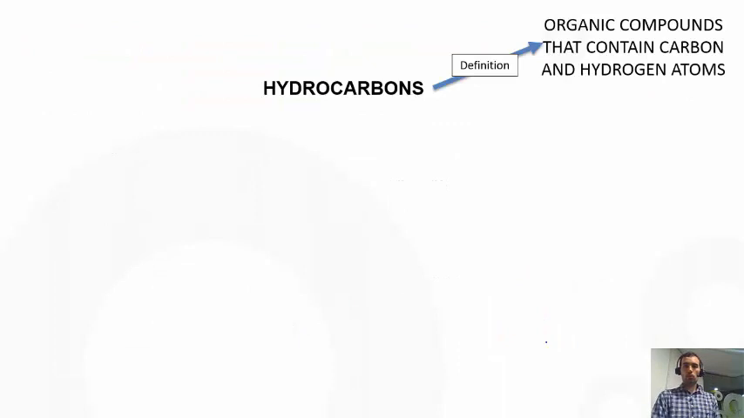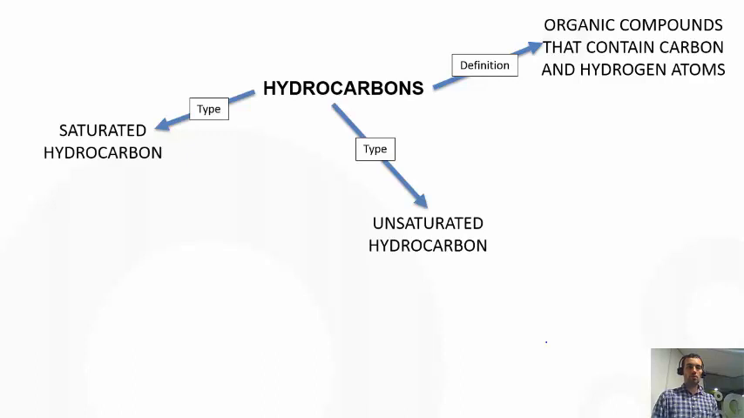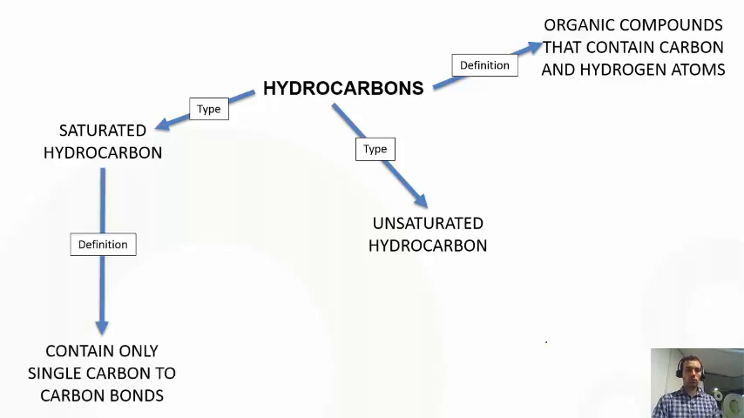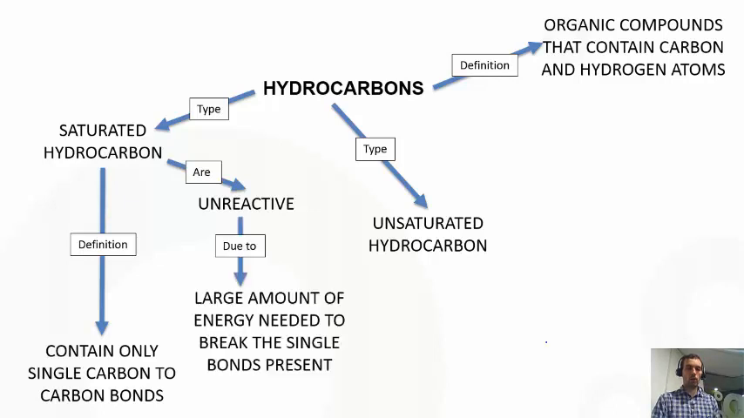So hydrocarbons, what are they? Well, they're organic compounds that contain carbon and hydrogen atoms. And there's two types. We can either have saturated or unsaturated hydrocarbons, and these are what we need to make a distinction between. The definition of a saturated hydrocarbon is one that only contains single carbon-to-carbon bonds. And for that reason, they're relatively unreactive, so they're not going to react readily with other compounds. This is because a large amount of energy is going to be needed to break those single carbon-carbon bonds before other atoms can be added in their place.